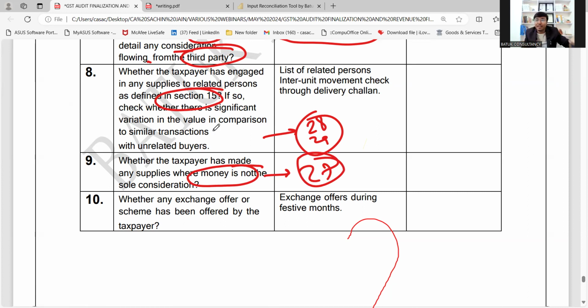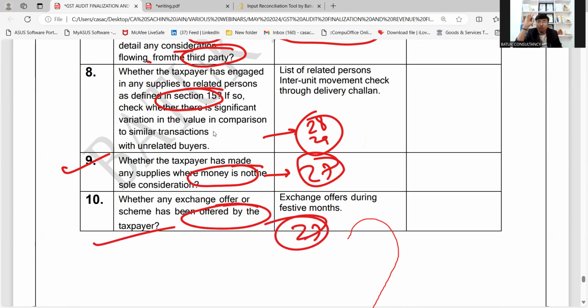Suppose I am going to provide my services to Mr. X and the price is 10,000 rupees. I am going to receive 5,000 rupees in cash and for the other 5,000 rupees I have received one product, one electronic pen. Okay, in that case I have to decide the value as per rule number 27 of the CGST rules. Whether any exchange offer or scheme is offered by the taxpayer, in that case also valuation will be done by the valuation rule 27 of the CGST rules.